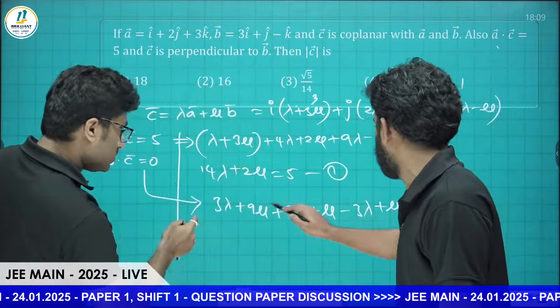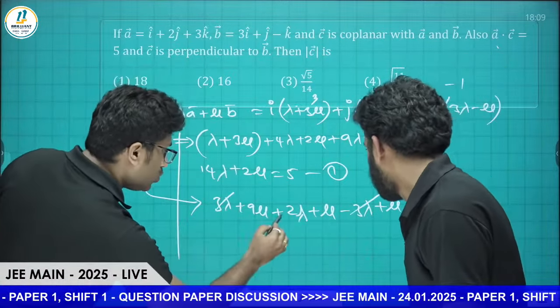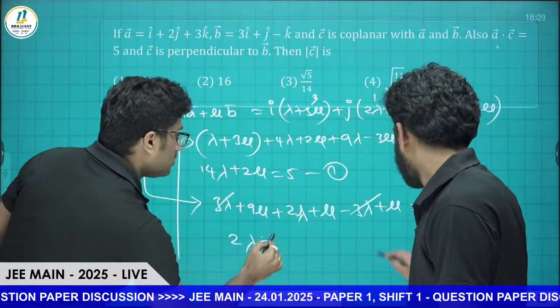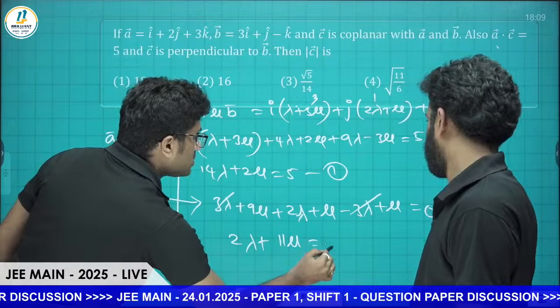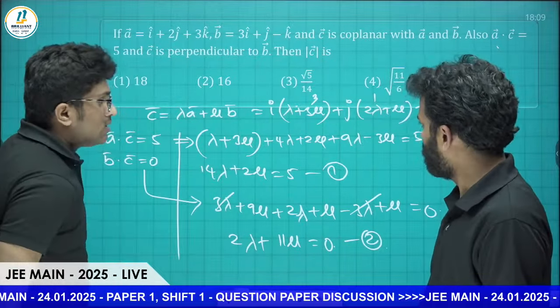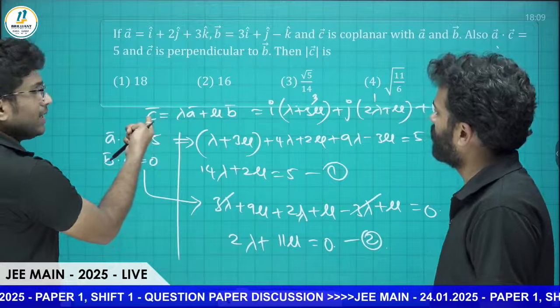That is, 3 lambda gets cancelled. We have 2 lambda and 9 plus 1, 10 mu, plus mu, 11 mu. 11 mu is equal to 0. So from these two equations, we'll be getting lambda and mu. And substituted here, take the magnitude. Then we'll be getting C bar.